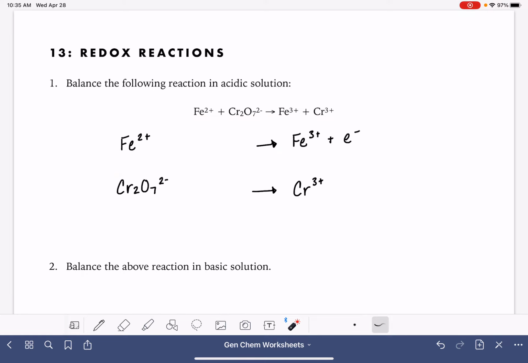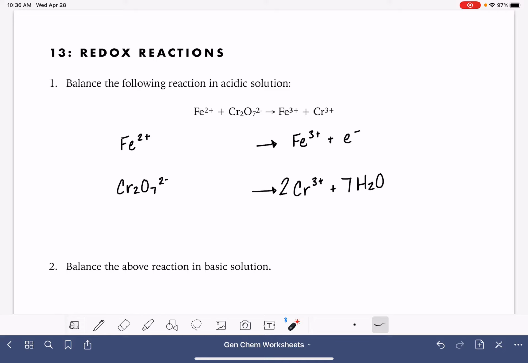First, we balance everything other than oxygen and hydrogen. We've got 2 chromiums on the left, but only 1 on the right, so we need 2 chromiums on the right as well. Now we're ready to balance our oxygen atoms, but oh, look, we don't even have any oxygen atoms over here. If we need to add oxygen atoms, we do that by adding water. So we're going to add water molecules as a source of oxygen, and then let's balance it. Now we have 7 oxygen on the left, and we have 7 oxygen on the right.